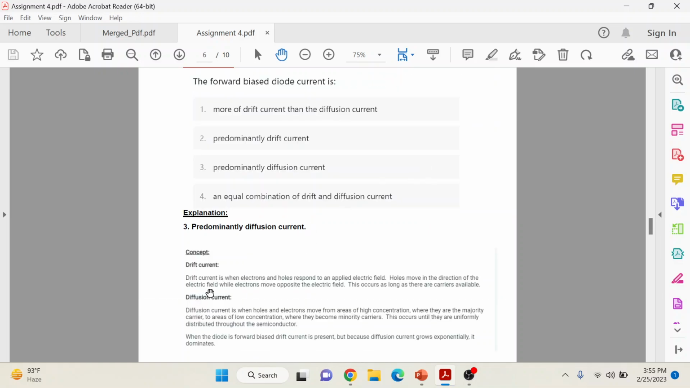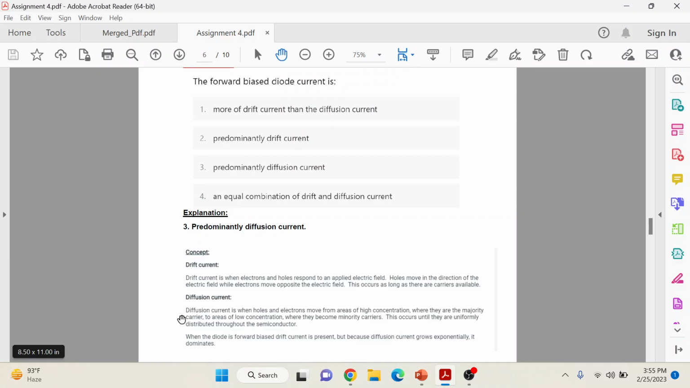So we can say drift current is when electrons and holes respond to an electric field. I have to explain, Melee, right? Because when others see the video, they should be able to understand. So I'm explaining the whole concept. The drift current is when the electron and hole respond to an electric field. Now the hole moves in the direction of the electric field while the electron moves opposite to the electric field. This occurs as long as there are carriers available.